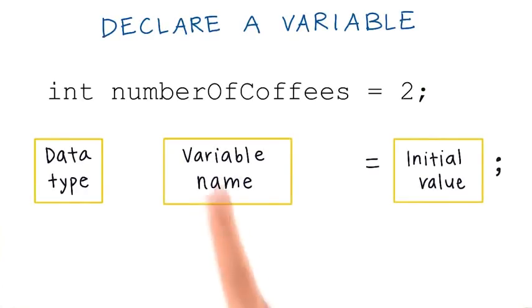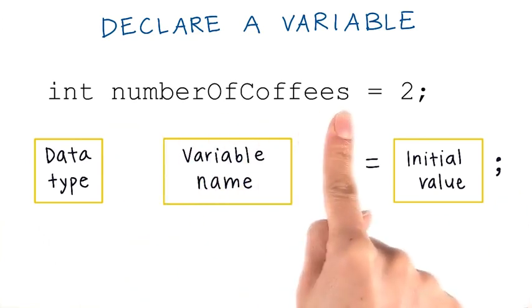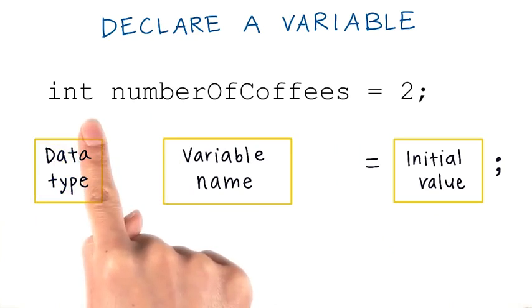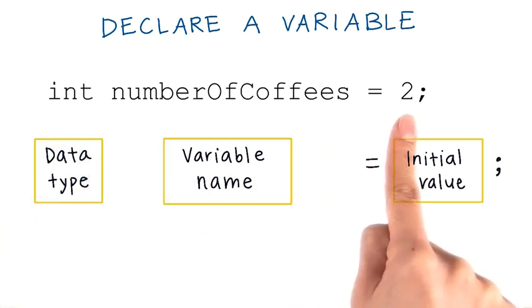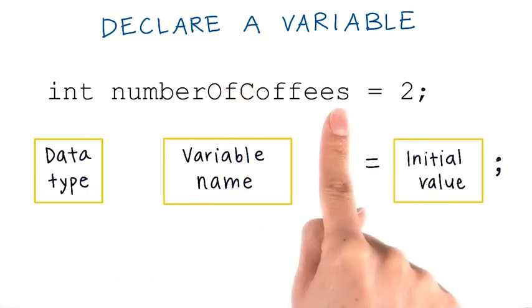So to summarize, when you declare a variable, you need to specify the data type, followed by the variable name, and then an equals sign, and then the initial value, and then a semicolon. In this case, we're creating a variable called numberOfCoffees. The data type is int, so only integers can be stored in this variable, and we're assigning the value 2 to be the initial value of this variable.